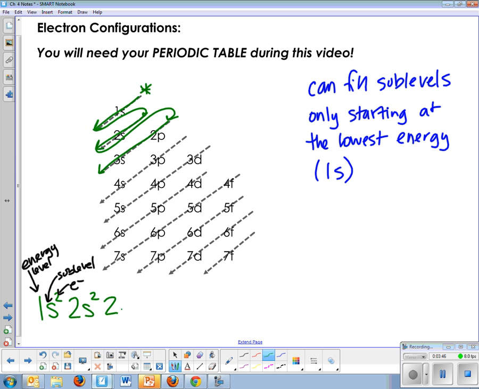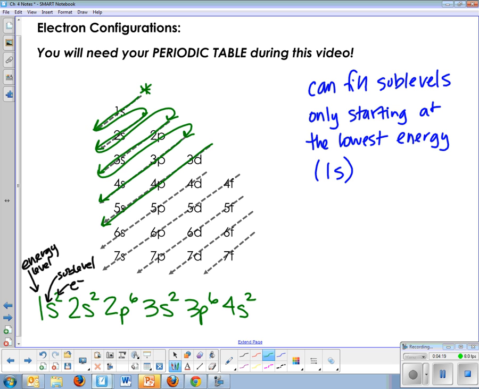I write 2p, and p sublevels, remember how that has 3 orientations, 3 orbitals? 2 electrons can fit in each orbital, so 3 times 2 is 6. After 2p comes 3s. It's an s, so it can hold 2. Now I keep going. What comes after that? I go to the next line. Comes 3p and then 4s. So 3p, p holds 6, and then 4s2. Then we go to the next line.